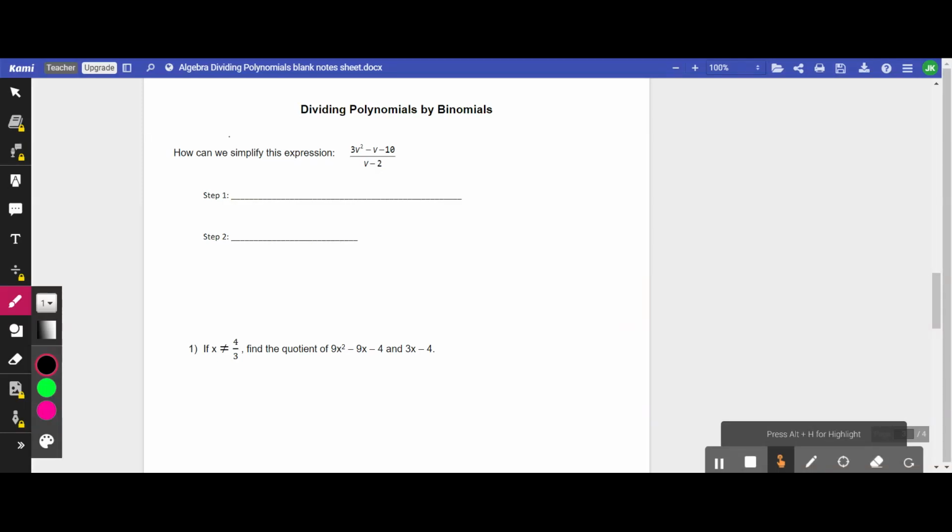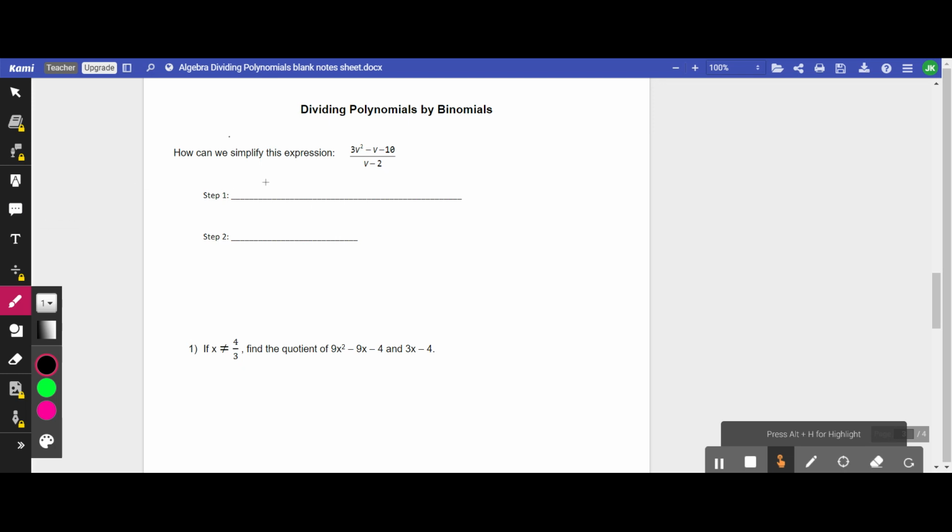So yesterday you learned how to divide polynomials by monomials. Today you're learning how to divide polynomials by binomials. So remember, this is when you have two terms on the bottom that you're dividing by. And these are different from yesterday because for this, you can't just divide your numerator by each term on the bottom. For these, there's two steps that you're going to follow.